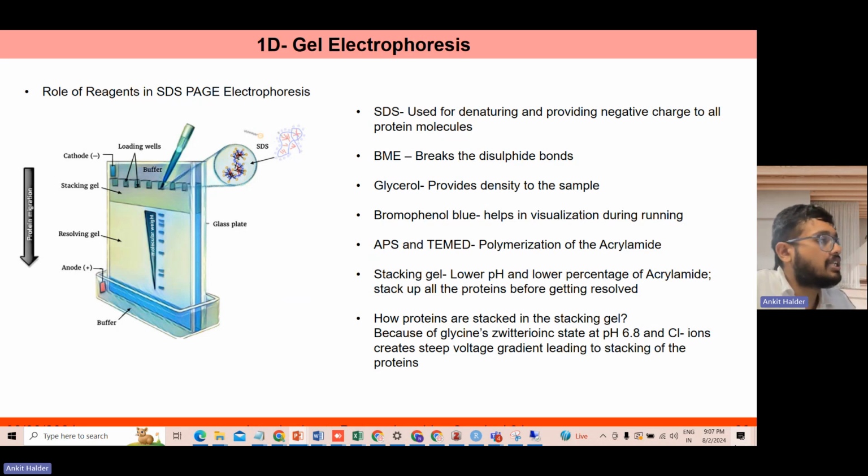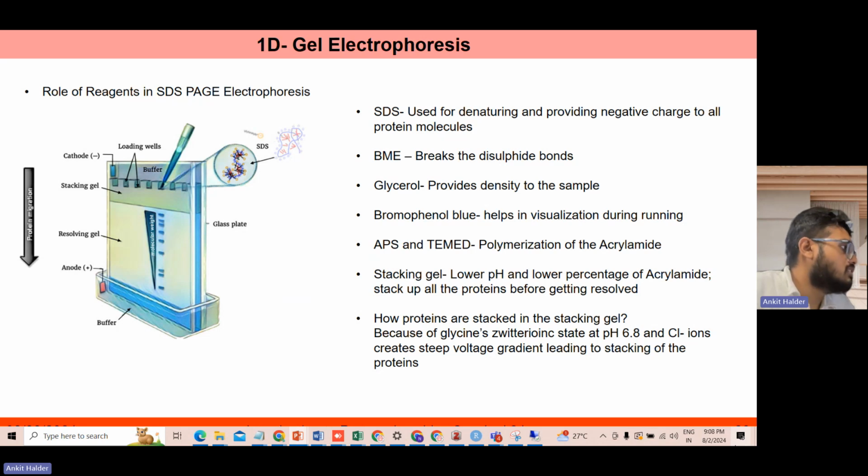The separation is not on the basis of the charge present on the protein. Rather, the separation is done only on the basis of the molecular weight. Beta-mercaptoethanol is used for breaking the disulfide bonds and making the protein linear, so that it can move efficiently in the gels. Also, once the sample is prepared, you are again heating it to make it completely denatured.